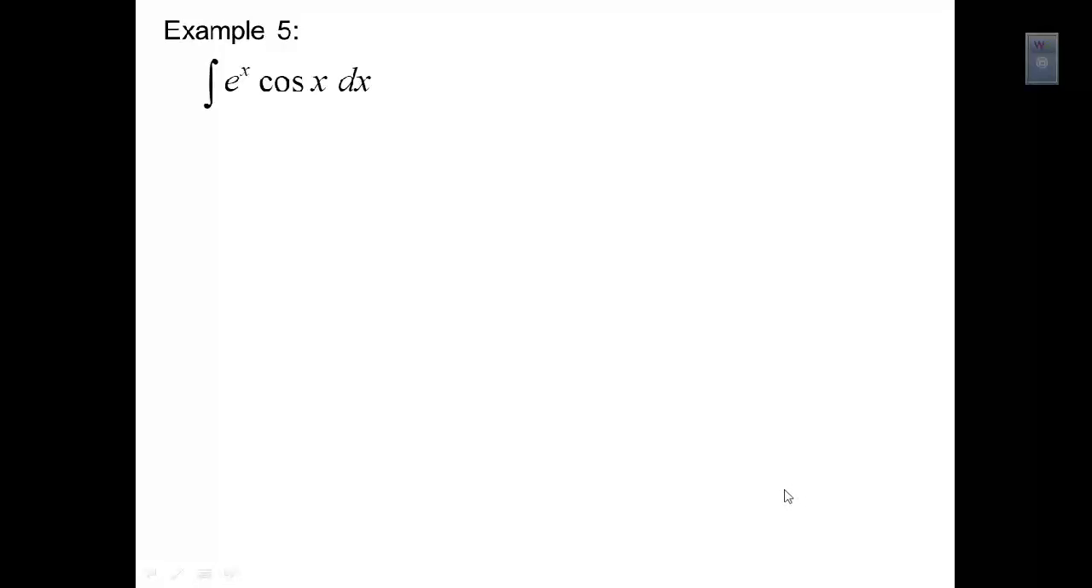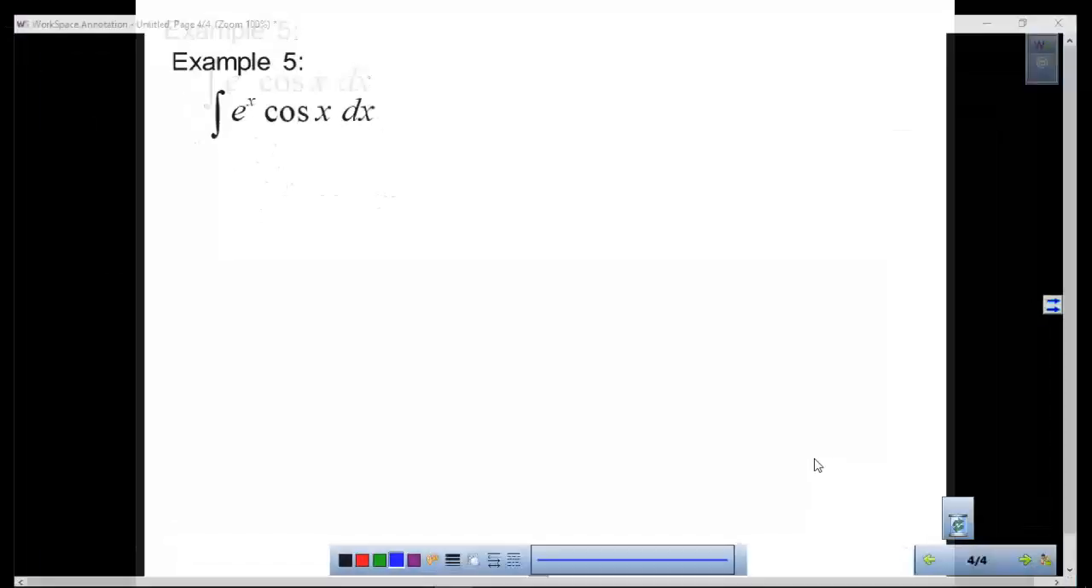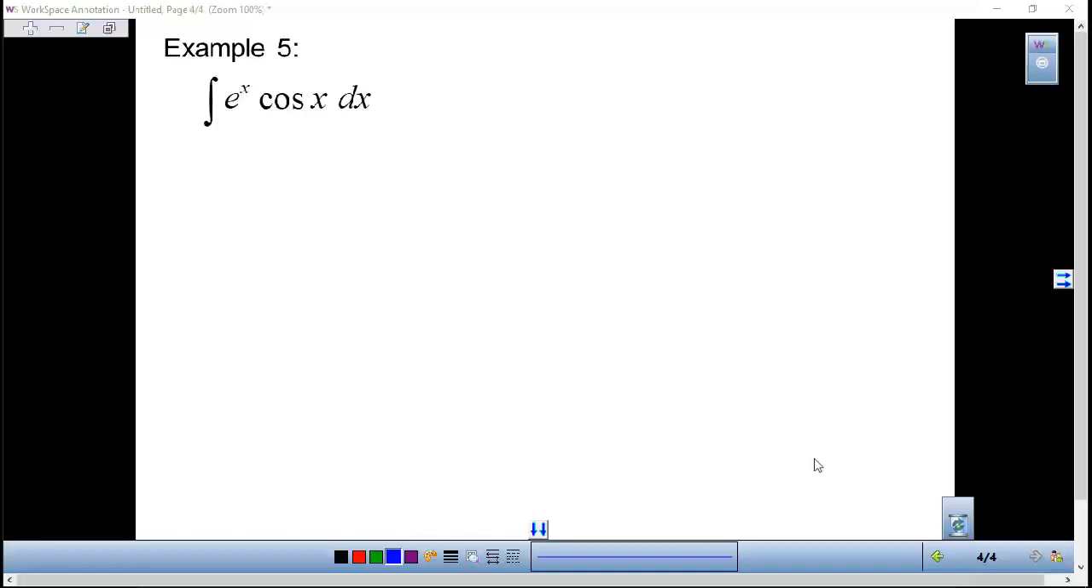All right, so this one, we've got e to the x cosine x dx, and I'm going to go ahead and tell you this one's actually going to be a little bit of a trick, but it's not that big a deal. So looking at this and using LIPET, what is your u going to be?